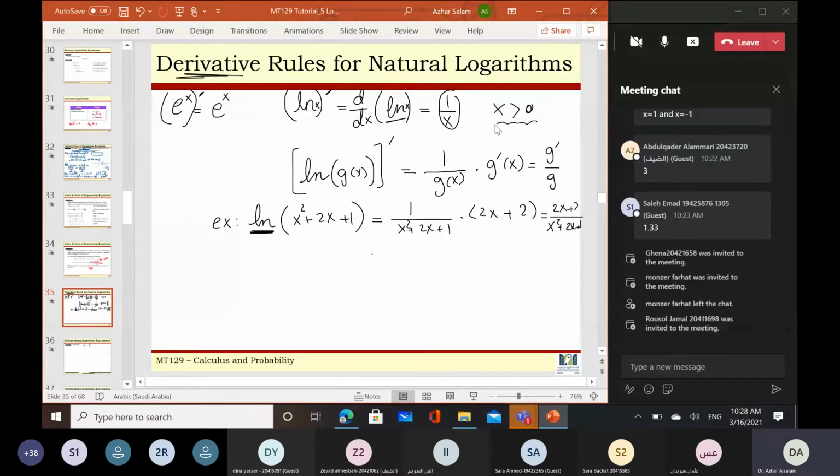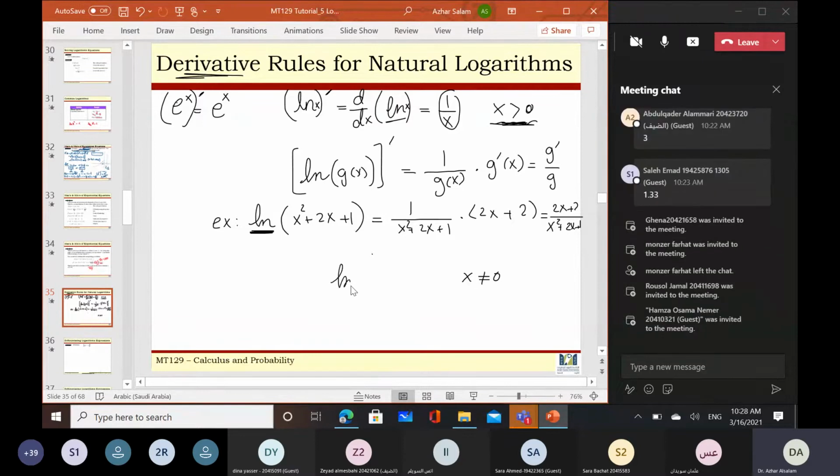Okay, here we said that I have to make this condition, which is x greater than 1. So if I have actually x, but I'm not sure whether it's positive or negative, but it should be not equal to 0. So if I take the ln, I should take the absolute value. Okay, if I take the absolute value for any negative number, it will be positive.